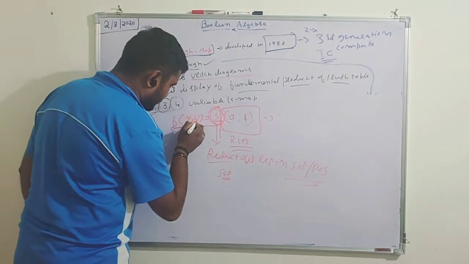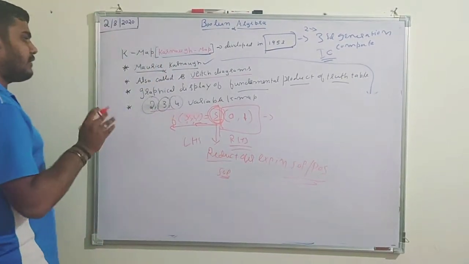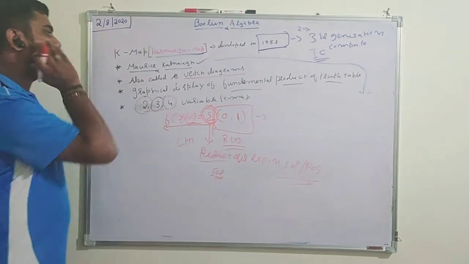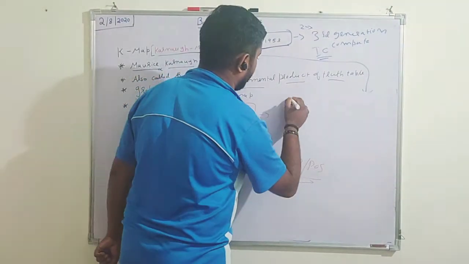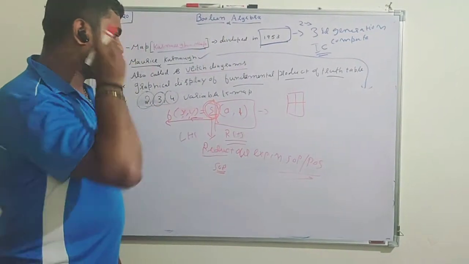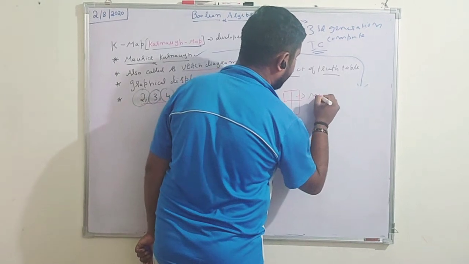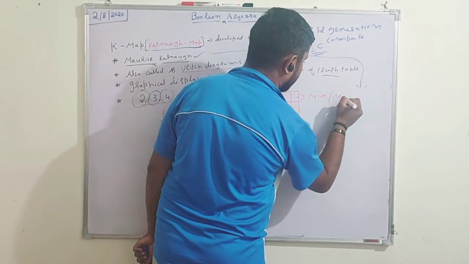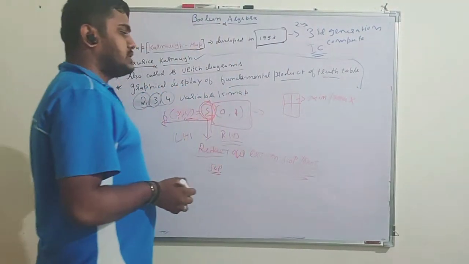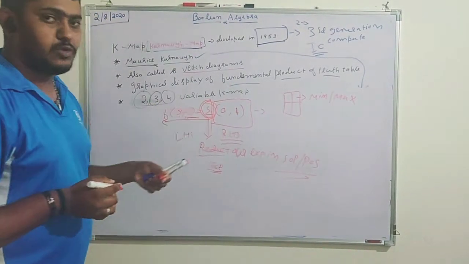Next, you come across this side. You have 1 and 2, which means whenever we are going to draw a K-map, a K-map is just a rectangular box with some squares. Each square represents a min term or max term. So this is what came up.